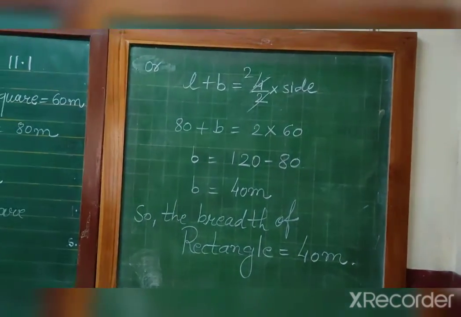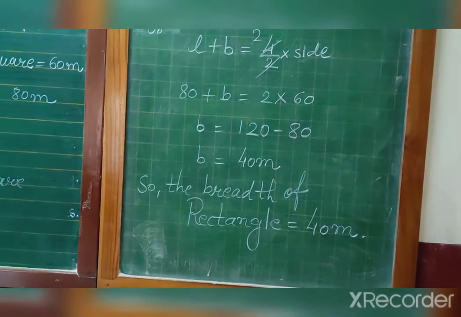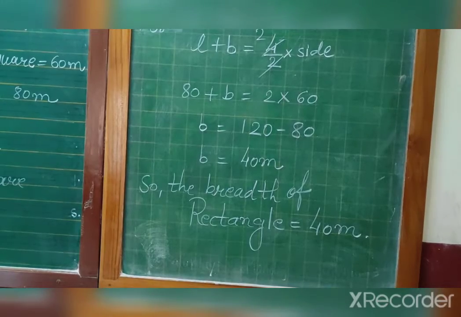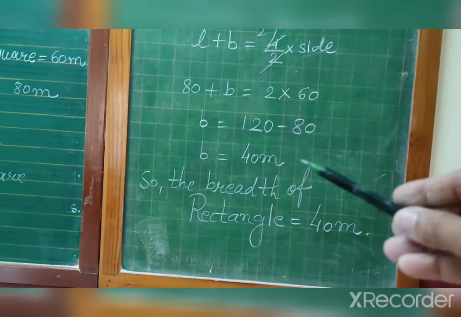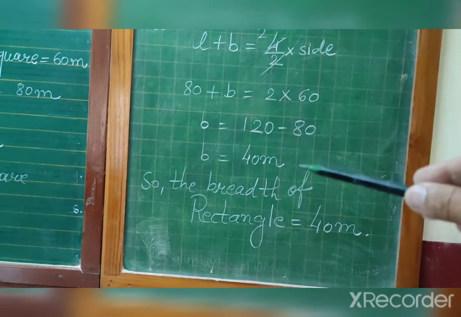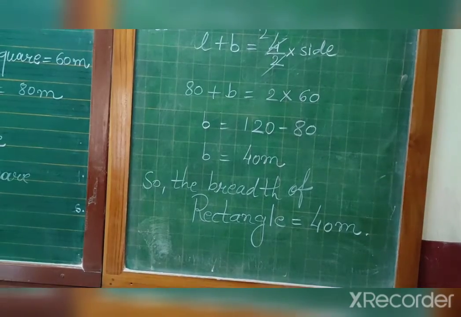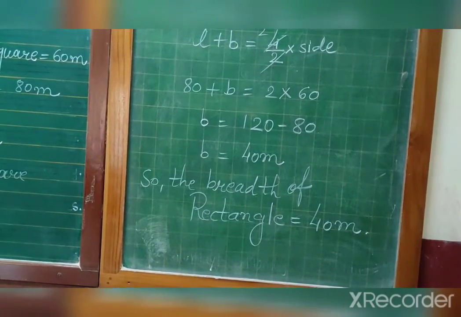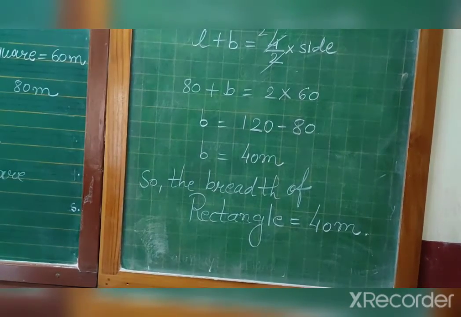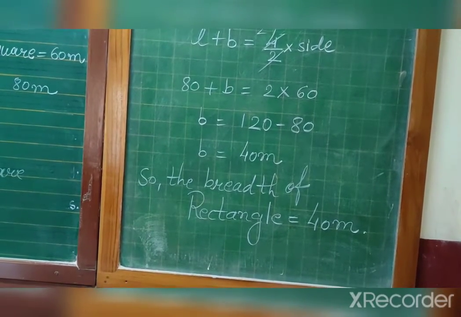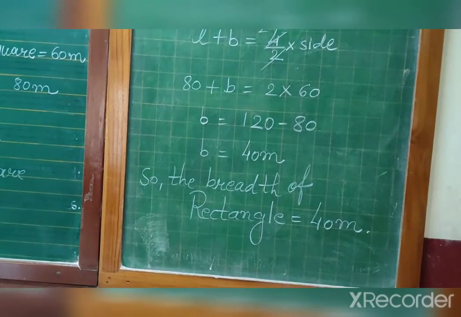Now for calculating the area, for finding the area, we know the area of rectangle formula is length into breadth. That's why we have done this. So with the help of this we got breadth. So now you can apply the formula and calculate length into breadth, 80 into 40. Okay. And area of a square 60 into 60, and you can easily calculate and compare the area.